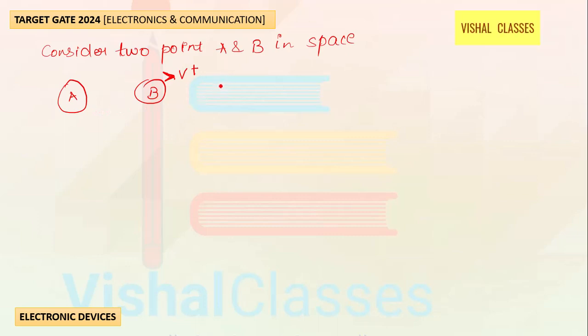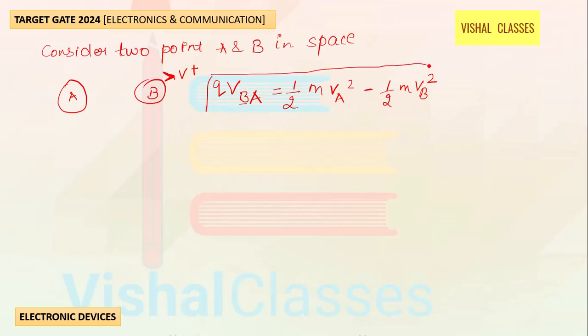Then the previous formula that we have written will be modified as Q V_BA. B is at higher potential, so suffix B will be written first: half m v_B square minus half m v_A square. Remember this formula: Q V_BA is equal to half m v_B square minus half m v_A square.